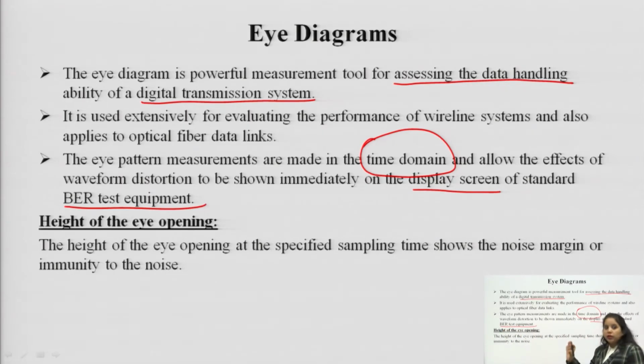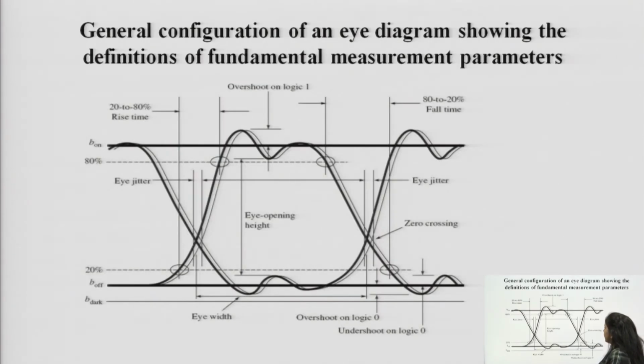So, now the different structures of the eye diagram decide the various parameters of the performance of a signal. Height of an eye opening at the specified sampling time shows the noise margin. You have to remember this point that the height of an eye opening basically shows the noise margin or immunity to the noise. Let us look at the eye diagram here. So, this height we are talking about decides the noise margin or immunity to the noise.